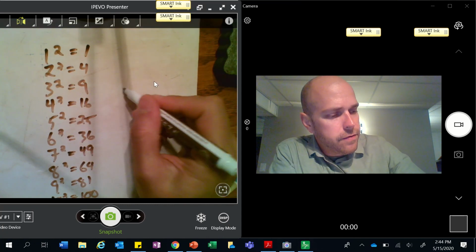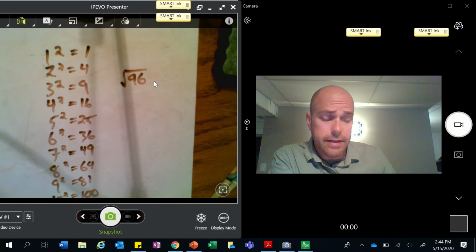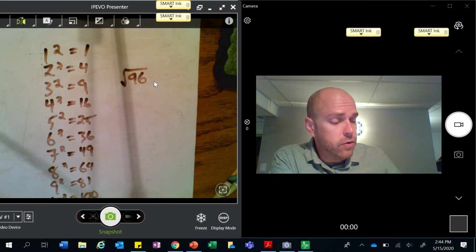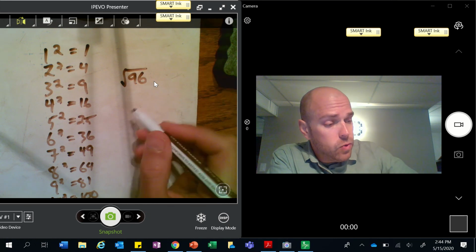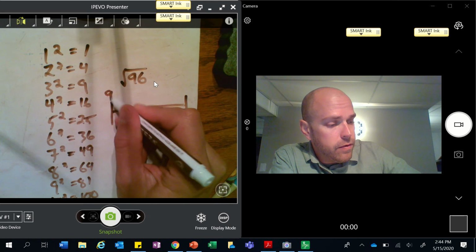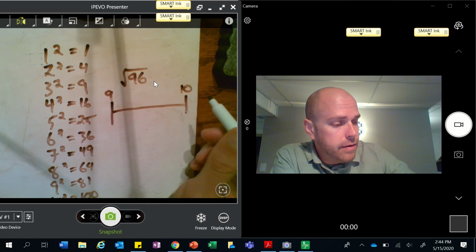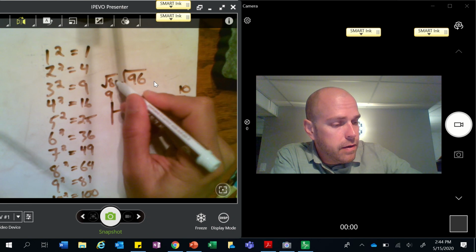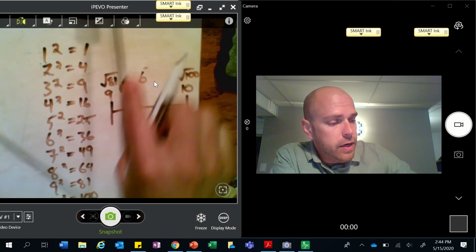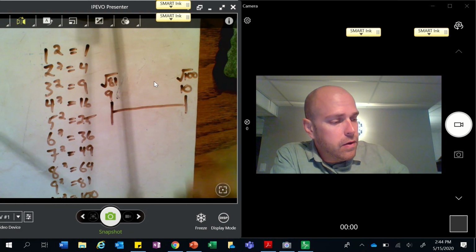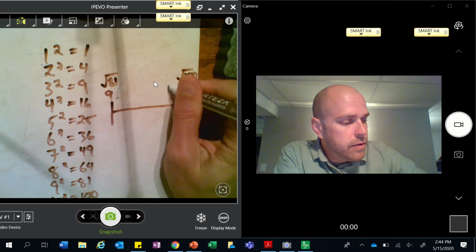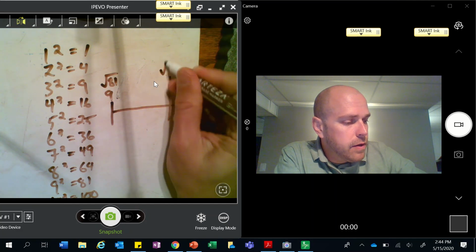All right, we are trying to find the square root of 96. I know the square root of 81 is 9. I know the square root of 100 is 10. So it must be between those two numbers. So here's 9 and 10. 9 is the square root of 81, and 10 is the square root of 100. So where is the 96 going to go? Well, if this is 81 and 100, probably pretty close to this end here. So I'm going to guess pretty close to there.